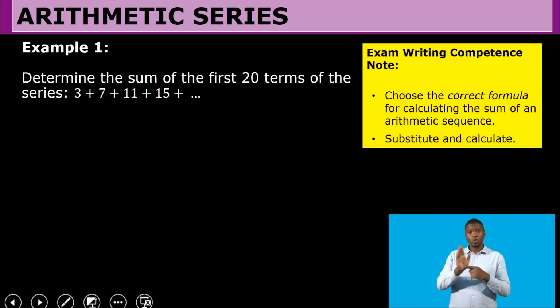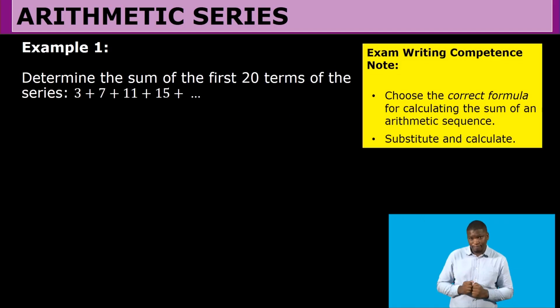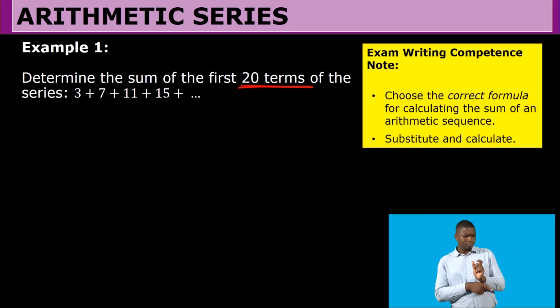Let's look at an example. It says, determine the sum of the first 20 terms of the series. So we have been given the series 3 plus 7 plus 11 plus 15. Of course, we know that for us to calculate the sum of these terms, we need to firstly choose the correct formula and then substitute the correct values. So we should determine whether we are working with an arithmetic series or a geometric series.